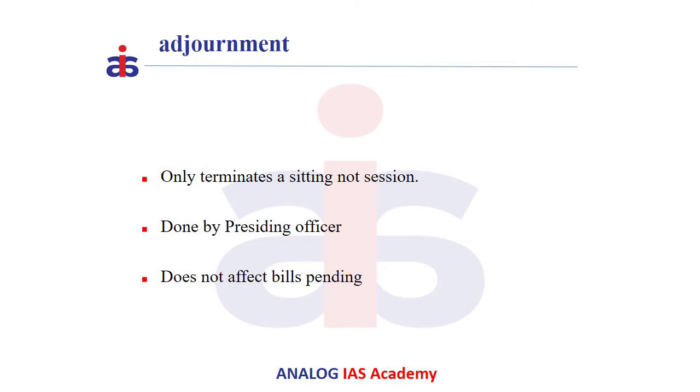Next, who does the adjournment? It is done by presiding officer of that particular house, that is speaker in case of Lok Sabha and chairman in case of Rajya Sabha. Next, the adjournment does not affect the bills or any other business pending before the house and it can be resumed when the house meets again.